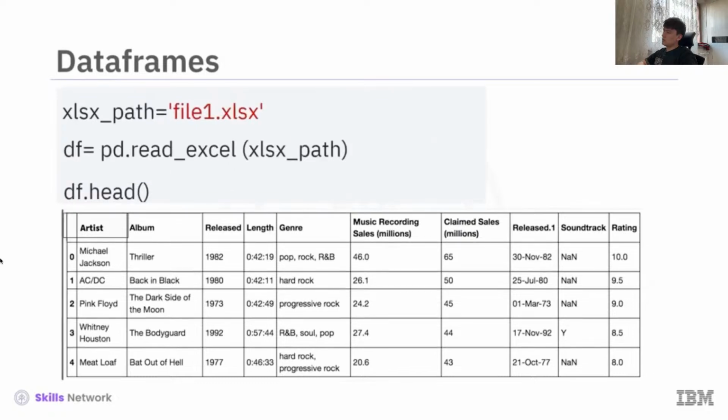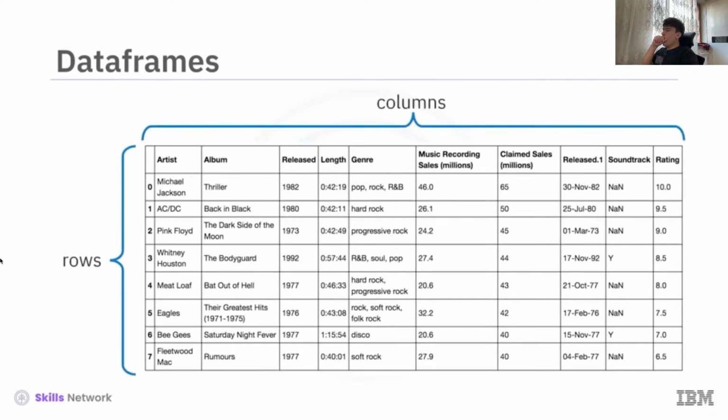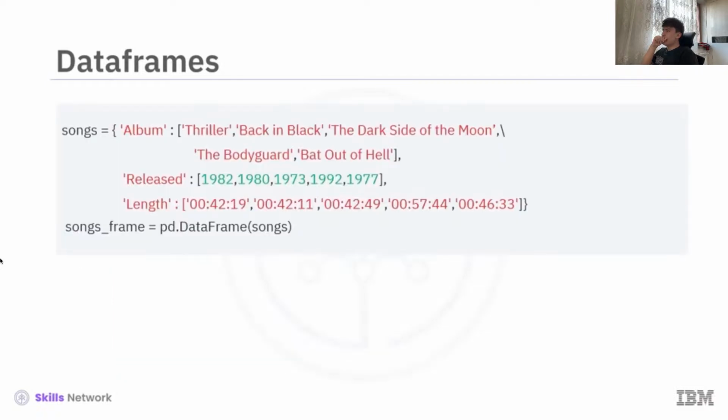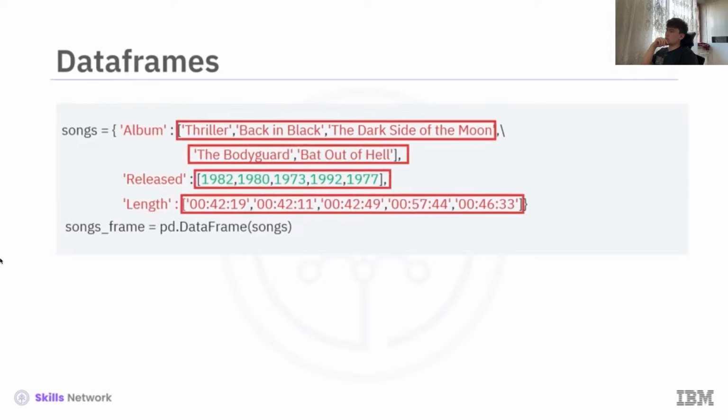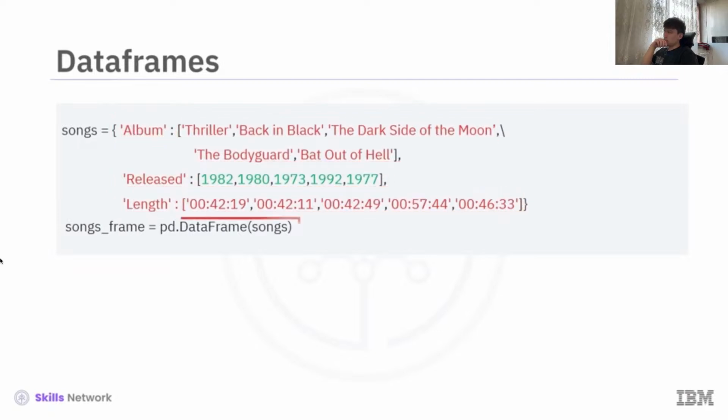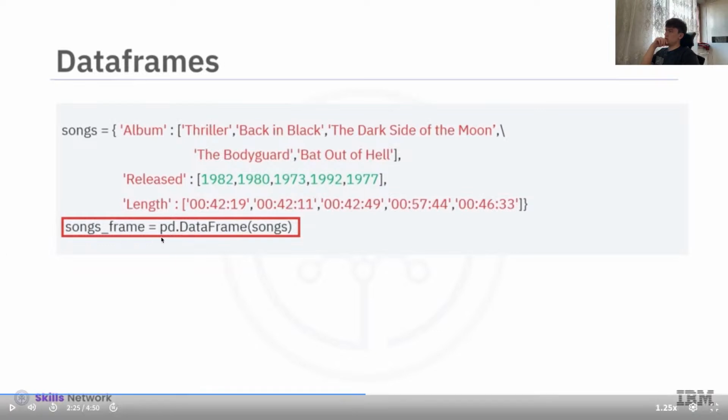The process for loading an Excel file is similar. Use the path of the Excel file and the function read_excel. The result is a data frame. A data frame is comprised of rows and columns. You can create a data frame out of a dictionary. The keys correspond to the column labels. The values are lists corresponding to the rows. You can then cast the dictionary to a data frame using the function DataFrame.